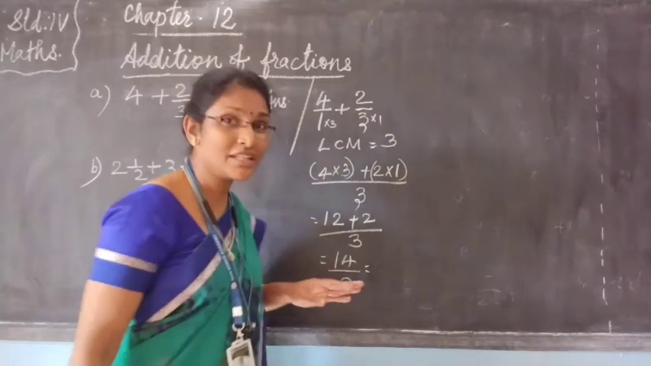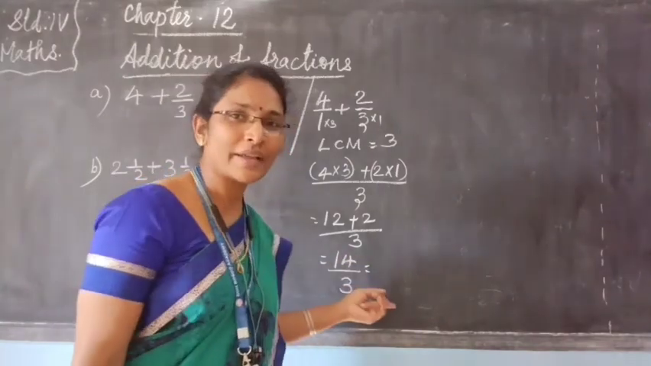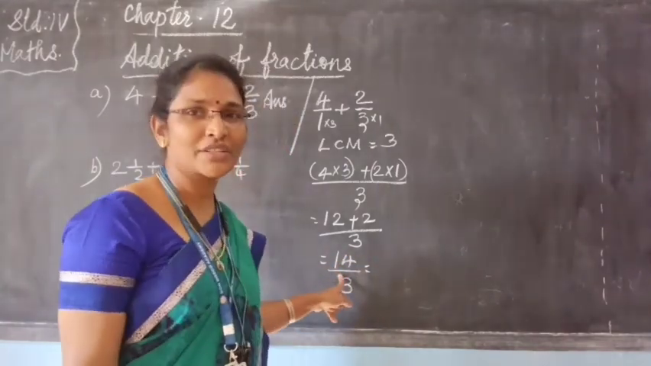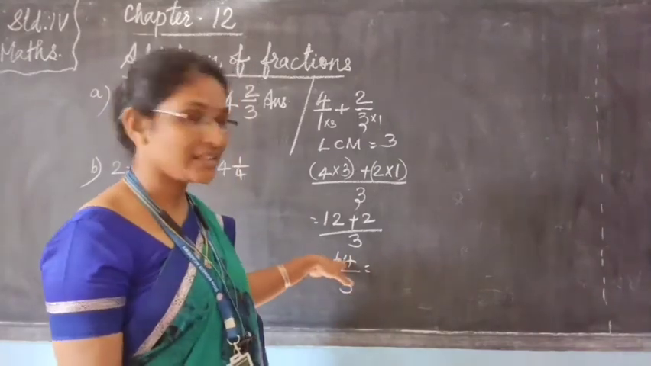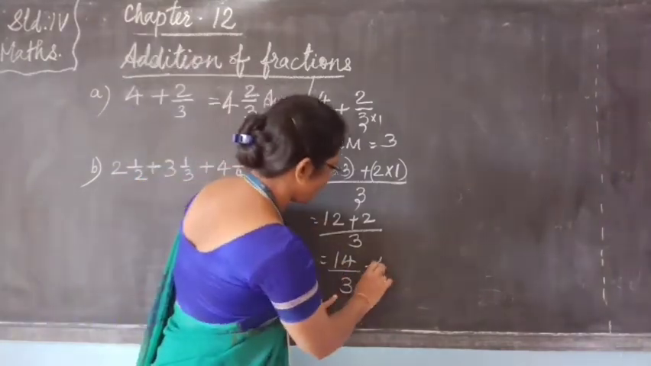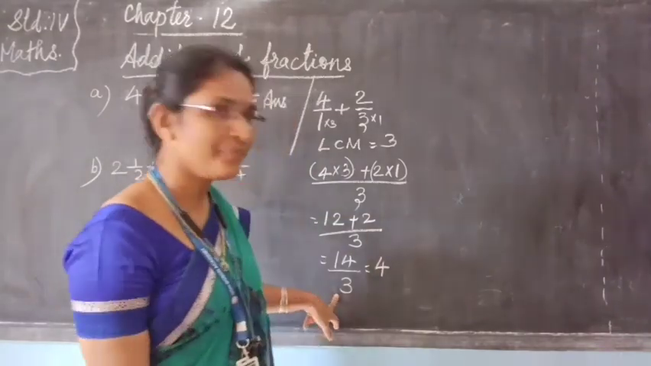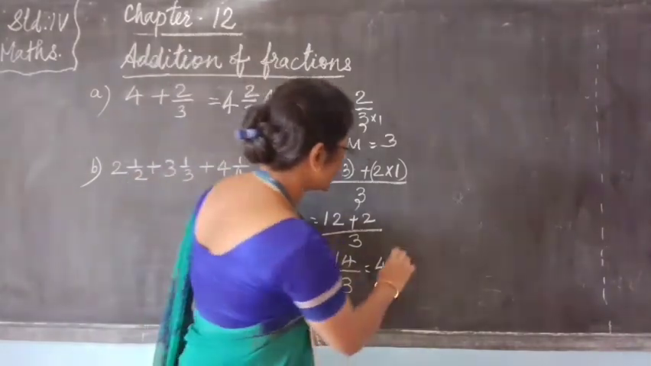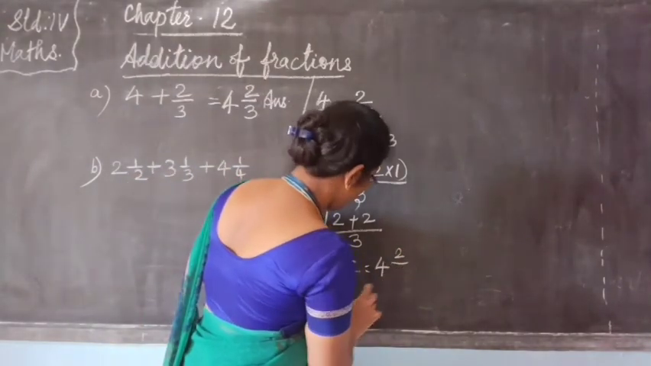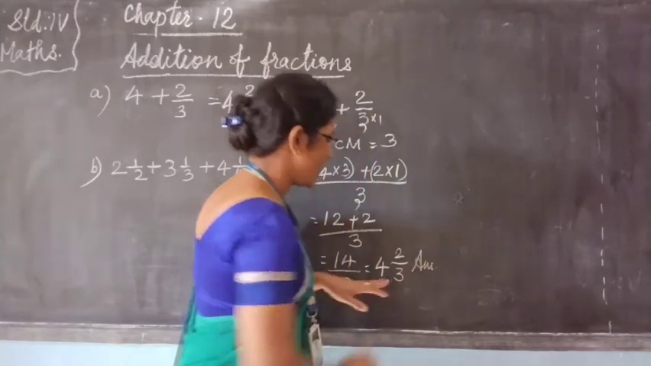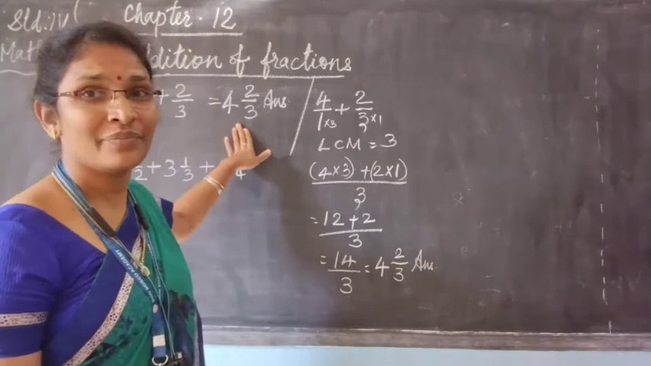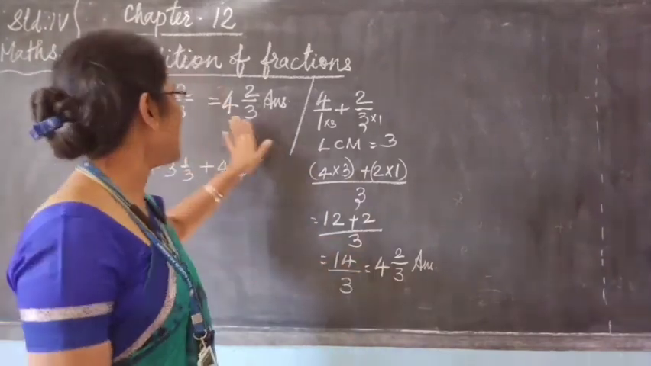14 by 3, we can make it into a mixed fraction. It's an improper fraction, no? So we will make it into a mixed fraction. How many 3s are there in 14? 3 4s are 12. Then what is remaining? 2 is remaining. The denominator will be 3: 4, 2 by 3. Have you got the same answer? Yes, you got the same answer.